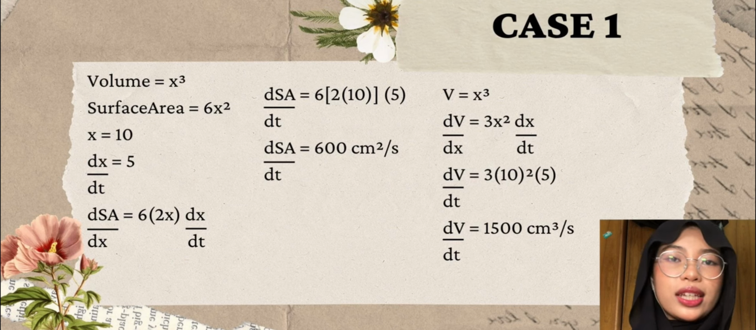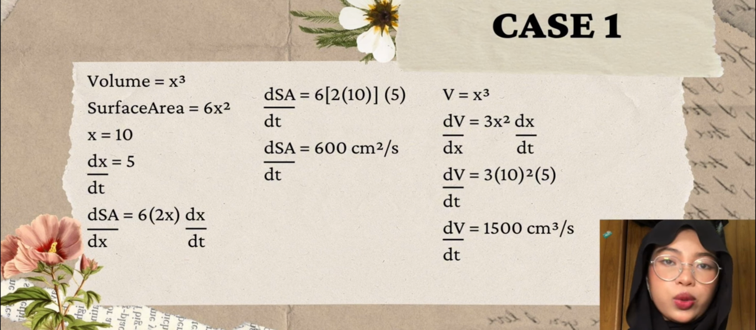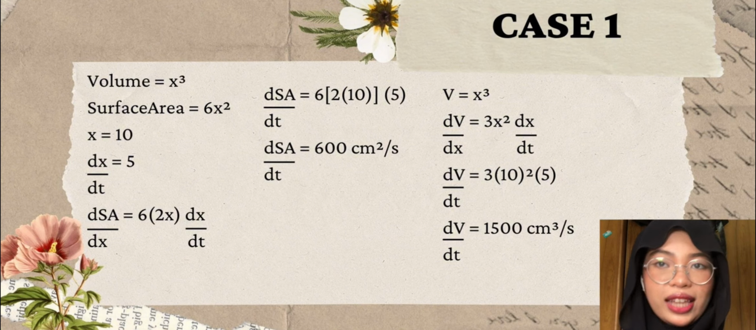Next, by using the same technique, we differentiate volume and we will get dV over dx, which is 3x squared. To get dV over dt, we need to multiply it by dx over dt. Thus, we will get the answer of 1500 cm cube per second. Thus, the rate of increase for the volume of the cube is 1500 cm cube per second.